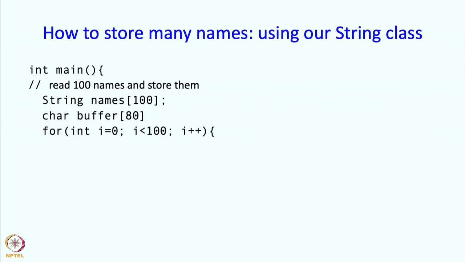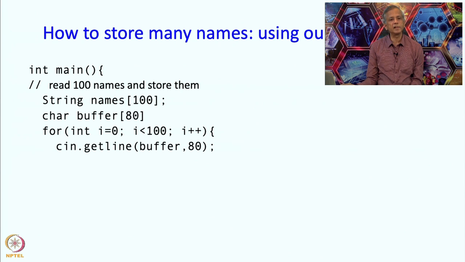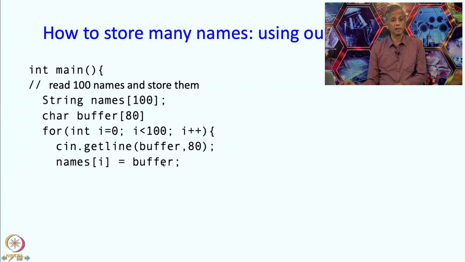In this loop iteration, we are going to do that. This time, let's say we use the safe alternative, but this will also allow us to get in the spaces. So this will cause the name to be read from the keyboard, newline terminated, into our char array buffer. And of course, inside the buffer, it will be stored with a null termination. And then we are just going to assign names of I equal to buffer. That's it. If you remember, how is this going to work, names of I equal to buffer?